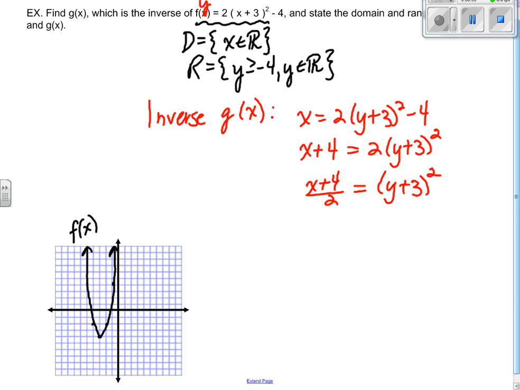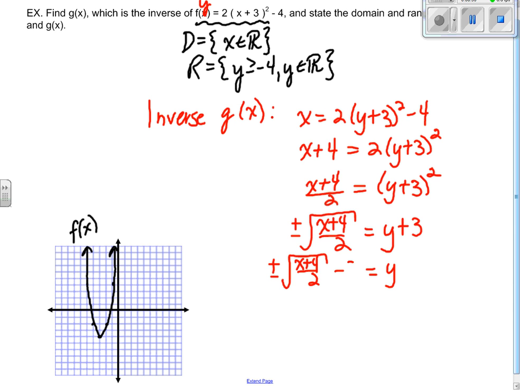Impose a square root on both sides, remembering to consider both the positive and the negative possibility for that. And lastly, I'm going to subtract 3 from both sides. So y equals positive or negative square root of (x plus 4) over 2, take away 3. I would like to draw that, and it is a fine equation the way it's written, but I'd like to change it just a little bit for ease of graphing.